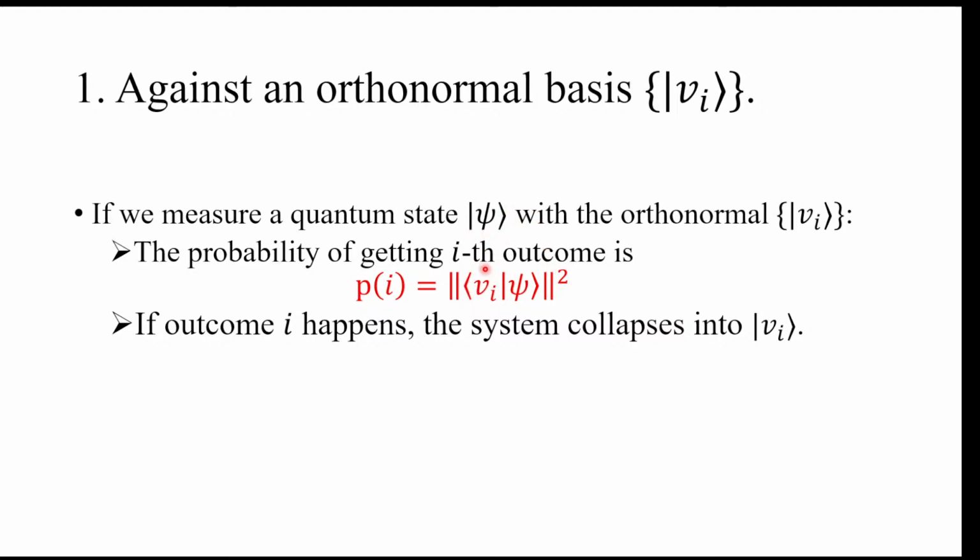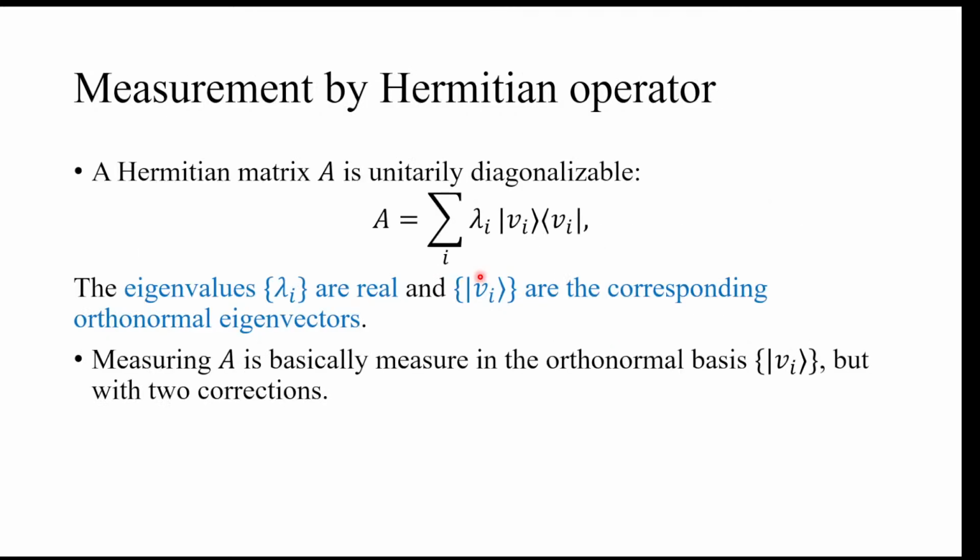So basically it is the coefficient, or coordinate, of psi in the Vi basis on the i-th coordinate. So Pi is this absolute value squared of the inner product of Vi and psi. So this is measurement against an orthogonal basis. And we can also do measurement against any Hermitian operator.